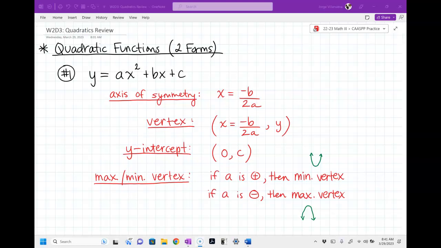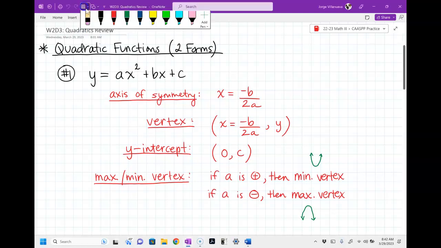All right, so for week 2, day 3, we're going to be doing quadratics review. So things having to do with quadratic functions. The very first function that I have up here, I put two forms. That one is called a function in standard form. If you want to label that, you can, but they call this standard form.